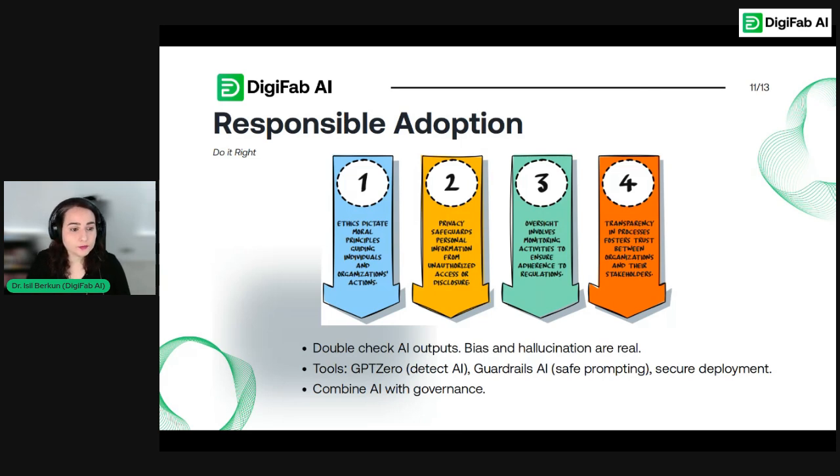Number one, always have a human in the loop on critical decisions, and every decision really. Don't push sensitive data into public APIs. Have your privacy measures really tight. Use tools like Guardrails AI to enforce safety boundaries. And use private hosting when privacy matters, such as Ollama, LocalAI, and other tools.